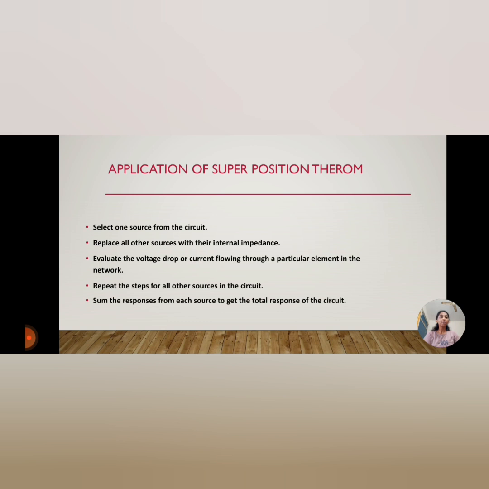Application of the superposition theorem. Select one source from the circuit and replace all other sources with their internal impedance. Evaluate the voltage drop or the current flowing through the particular element in the network, and repeat the steps for all other sources in the circuit. Sum up the responses from each source to get the total response of the circuit.